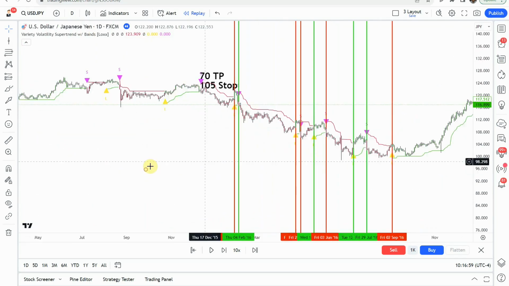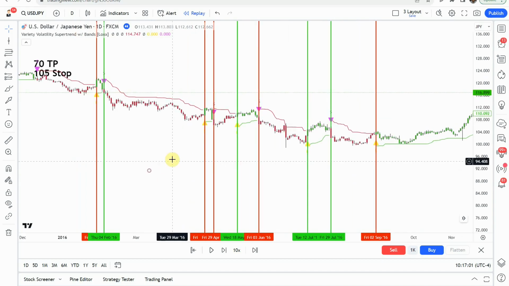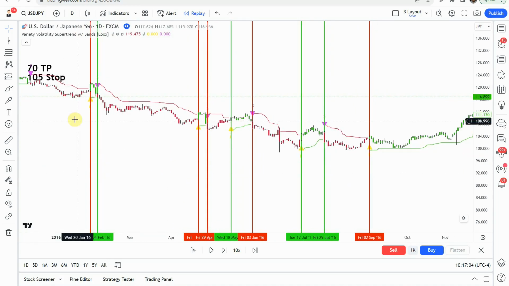Alright, so let's go ahead and take a look at our indicator here. Let's scroll back a little bit. Alright, let's go ahead and count it out and see what we have. So 1, 2, 3, 4, 5, 6, 7, 8, and 9. So we have 9 trades altogether. And we have 1, 2, 3, and 4 winning trades.